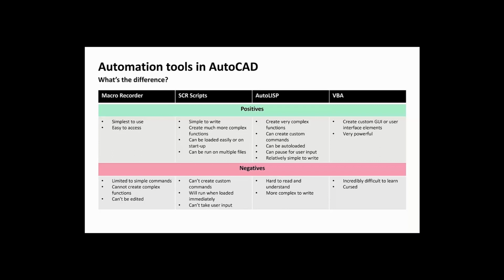SCR scripts, or basic AutoCAD scripts, are one of the most common. They're very simple to write. You can create much more complex functions than the macro recorder. They can be loaded easily or on startup and can be run across multiple files. Now, the drawbacks with them, you can't create custom commands, and we'll take a look at that in a bit. So they basically run immediately when they're loaded.